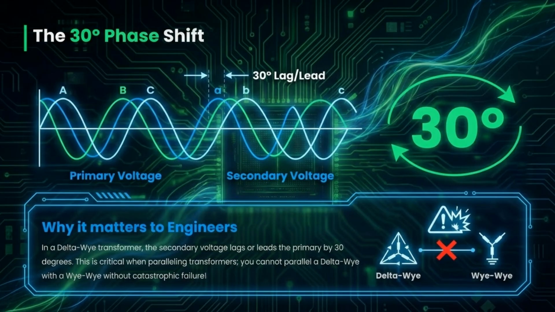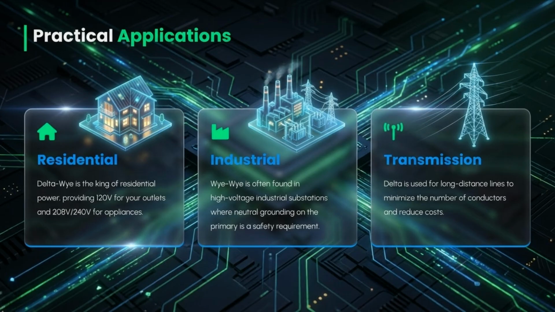The 30-degree phase shift in a Delta-Wye transformer is critical. It means you cannot parallel a Delta-Wye with a Wye-Wye transformer without the risk of catastrophic failure. Delta-Wye is commonly used for residential power, providing standard voltages. Wye-Wye is suitable for industrial substations requiring primary neutral grounding. Delta is also used for long-distance transmission.